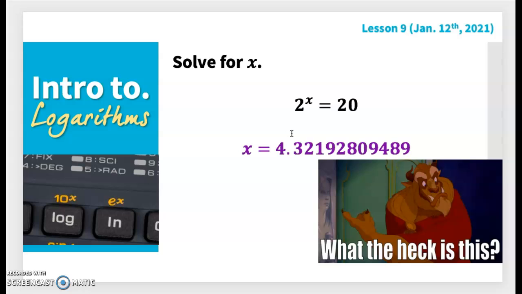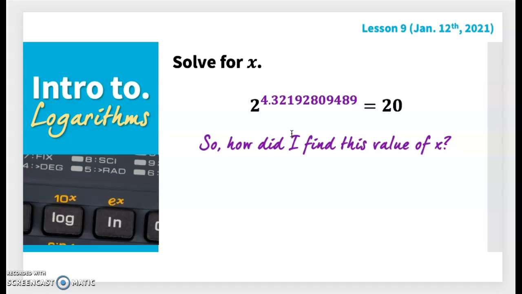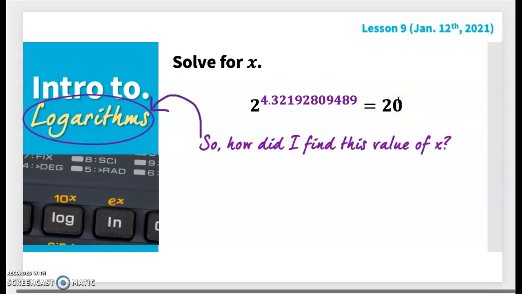Actually, the answer is 4.32192809489. And the way I did that is using logarithms and obviously a calculator. You can check this out on your computer real quick. Just go to Desmos and type this in. You'll see that if you type in 2 to the 4.3 yada yada yada power, it'll give you 20 exactly. And I found this using logarithms.